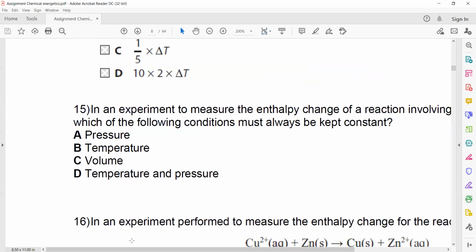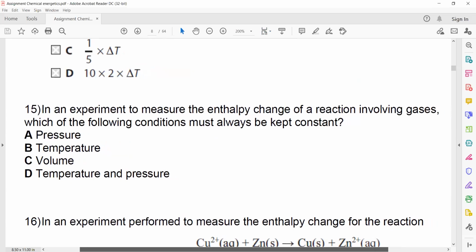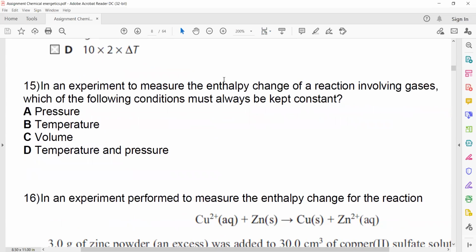Then question 15: in an experiment to measure the enthalpy change of a reaction involving gases, which of the following conditions must be kept constant? So if we are measuring the enthalpy change, so we should keep the pressure.